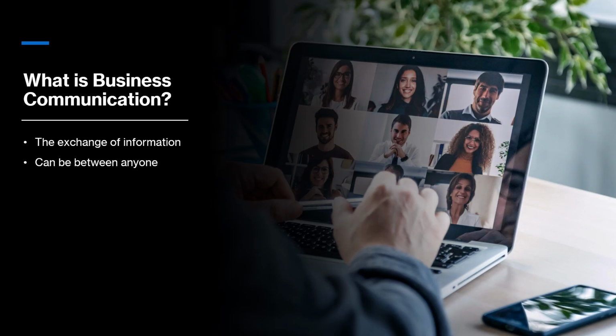What is business communication? Just like all forms of communication, business communication's entire goal is to exchange information to meet an end goal. Communication can be between coworkers, from the CEO to his or her employees, and even from someone within the company to someone outside of the company.